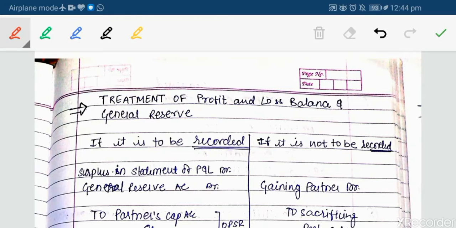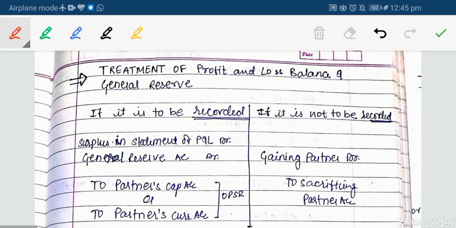Hello students. In this video we will be discussing the treatment of profits and losses and the balance available in the profit and loss account, that is known as your surplus, and general reserve, and how to treat them. After discussing goodwill, the treatment of workman compensation reserve and IFR, investment fluctuation reserve, the next point is how to treat accumulated profits or losses and general reserve.